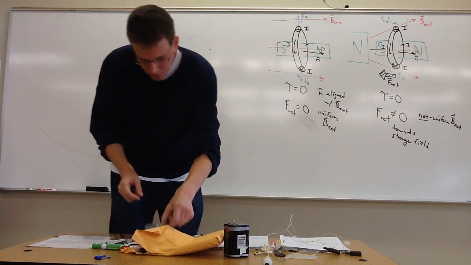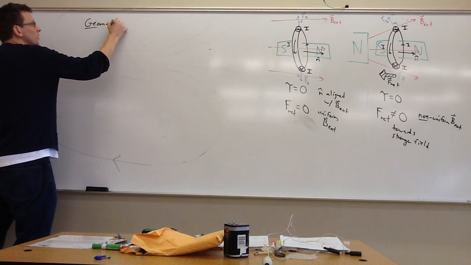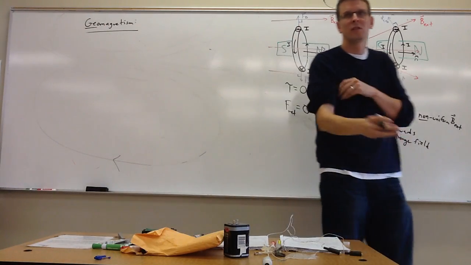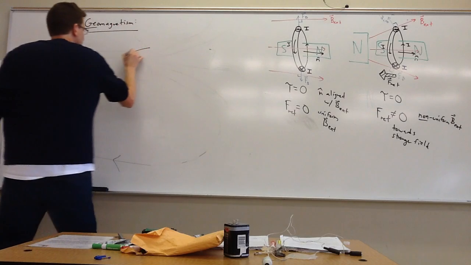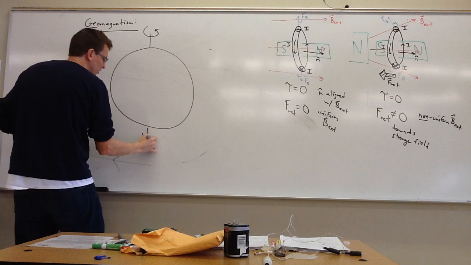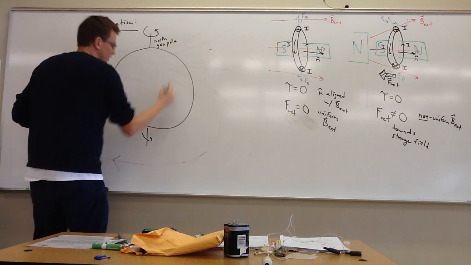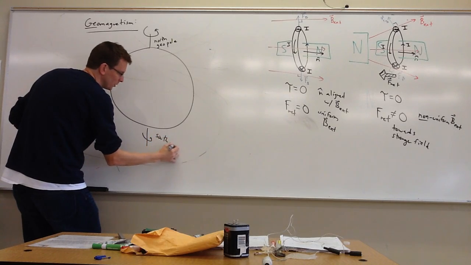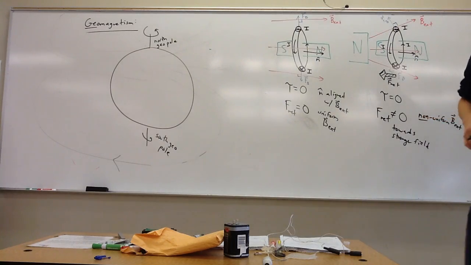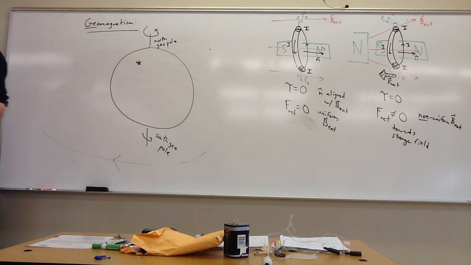So let's talk about geomagnetism. So meaning the magnetic field of the Earth. So here's the Earth. Has an axis. We call this the north geographic pole. We call this the south geographic pole. That's the axis of rotation of the Earth. We, of course, live somewhere over here, much closer to the north geographic pole. Here's the equator.